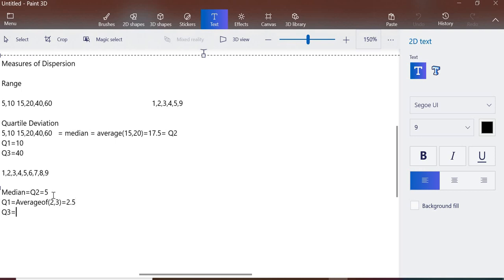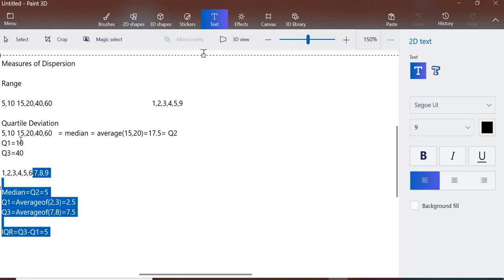Similarly, for Q3, it's the data points after 5. So 6, 7, 8, 9. Similarly, we take the average to find the median among 6, 7, 8, 9. What is the median? The average of 7 and 8, which comes out to be 7.5. So this is Q3. If we have to find the interquartile range, which is very simple, it is Q3 minus Q1. So here Q3 minus Q1 is 5, which is the IQR. For the first data set, the IQR will be 30.